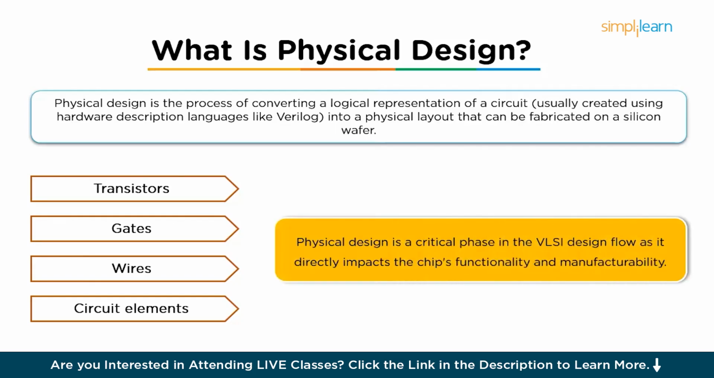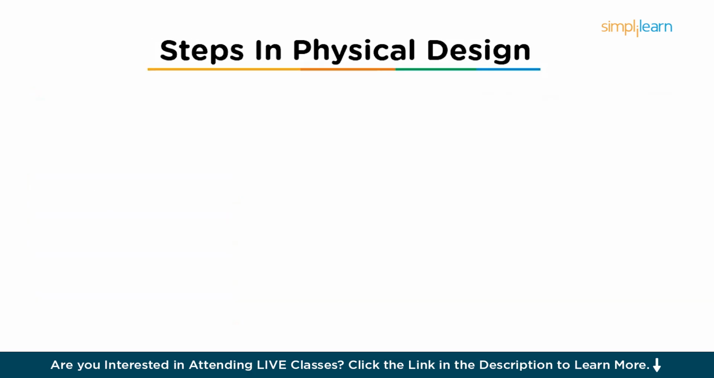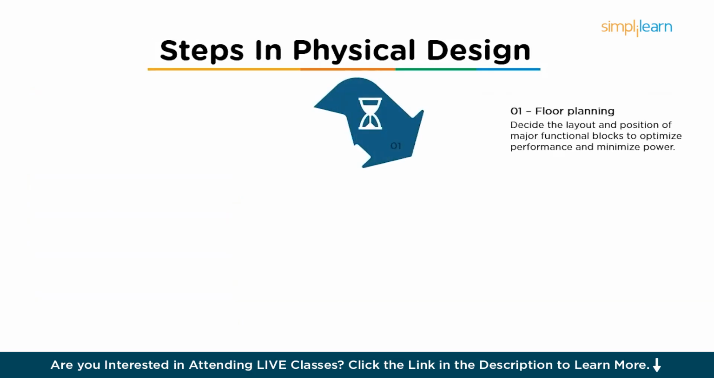Physical design is a critical phase in the VLSI design flow as it directly impacts the chip's functionality and manufacturability. So what are the steps in physical design? The first is floor planning. Floor planning is the first step in physical design where the designer decides the general layout of the chip, such as where different functional blocks will be placed. The floor plan defines the chip's overall size and organizes the major components to minimize the distance between related components, reducing power consumption and improving performance.